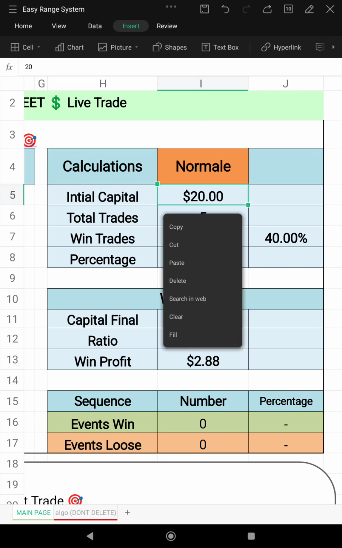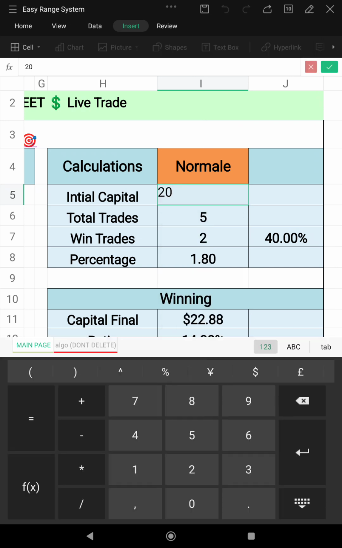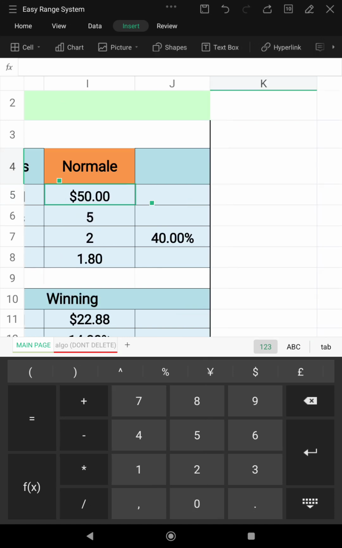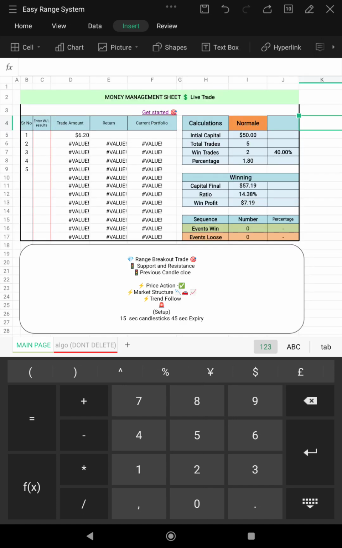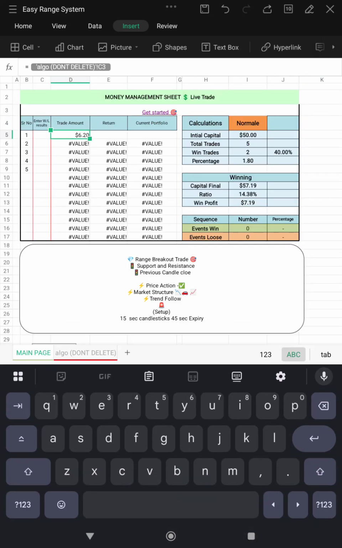So once you press that, it will bring this kind of menu, and then you double tap there and put the initial amount of money you want to trade. For example, you want to trade $50, you put that $50, and some things here will change. You can see the initial trade per trade will become $6.20. All right, that's what it will change.